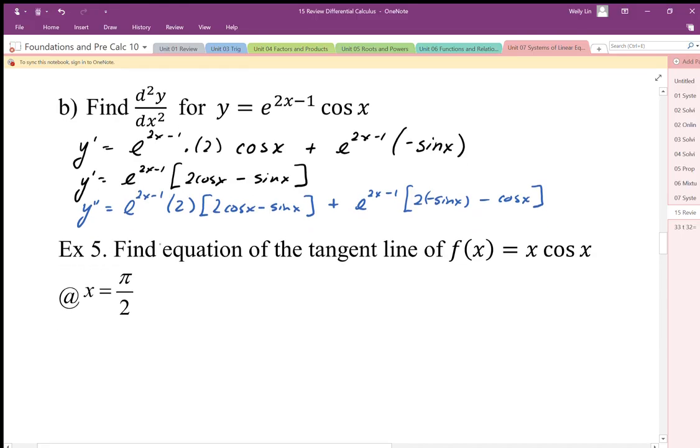I'm just going to simplify that. So I'm going to factor out the e to the 2x minus 1 and simplify this a little bit. There are some like terms in here. So 4 cos x minus cos x, so it's going to be 3 cosine x. And then we get negative 2 sine x, negative 2 sine x here, so we're going to get negative 4 sine x.